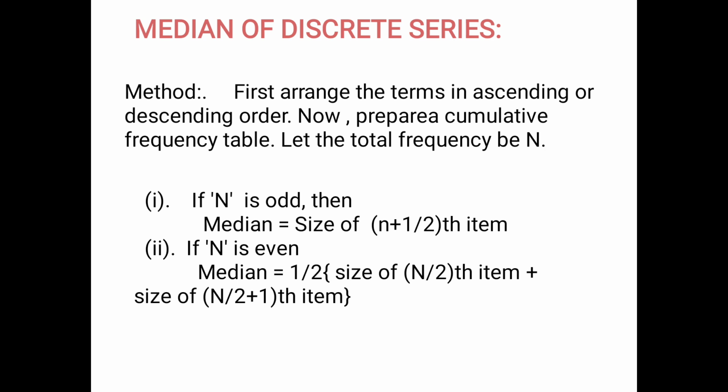Here also, if we have an odd number, we have a formula, and if we have an even number, we have a separate formula. If it is an odd number, the formula is size of n plus 1 by 2. If it is even, it is 1 by 2 of size of n by 2 plus size of n by 2 plus 1. This is the formula for the median of discrete series. Using that formula we are going to do the tabulation method.